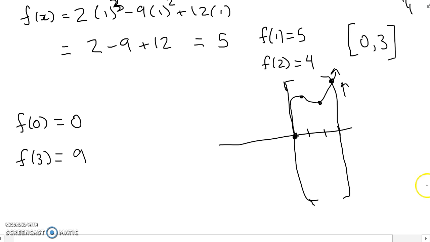Meaning that although the slope is 0 when x equals 1 and 2, on the graph these would be both a local minimum and maximum. However, on the interval, we can clearly see that the absolute minimum will be when x equals 0, y equals 0, and the maximum would be when x equals 3 and y equals 9.